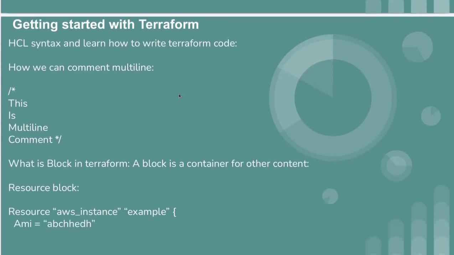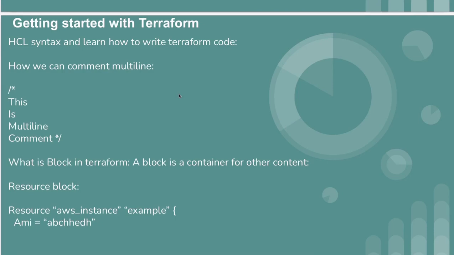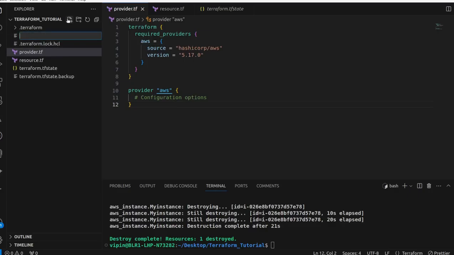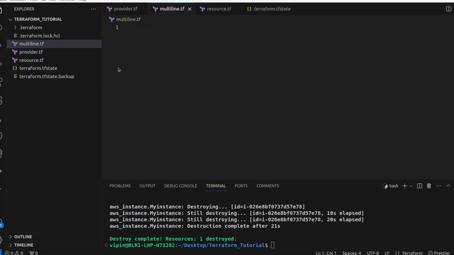So how can we write HashiCorp syntax here? How can we comment multiple lines? Let me show you. Go here and create multi-line.tf. Just use a slash, then a star, then write anything. This is just a multi-line comment example.